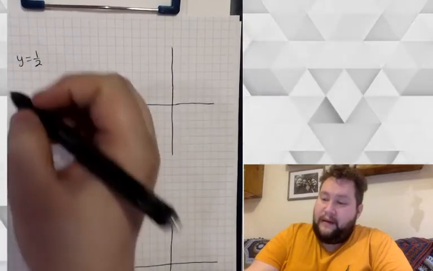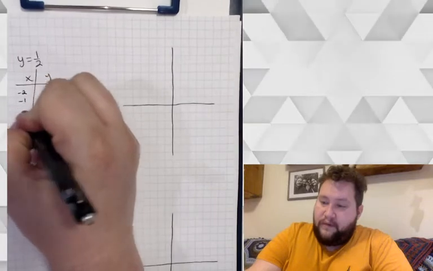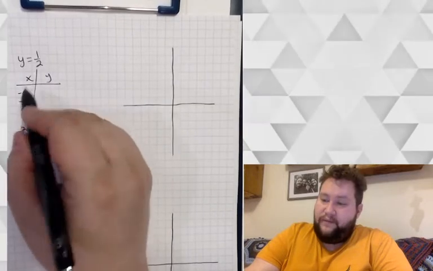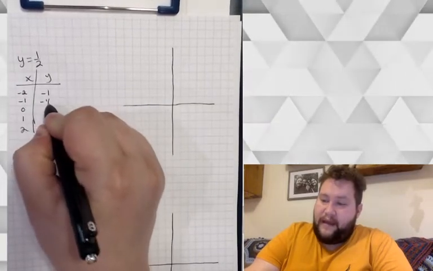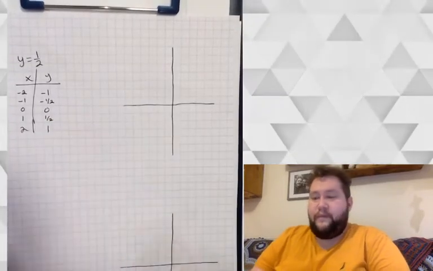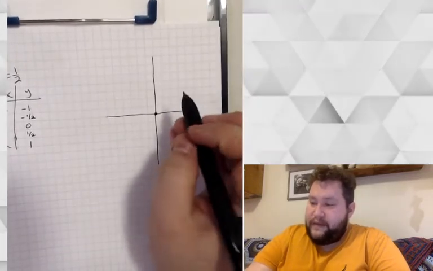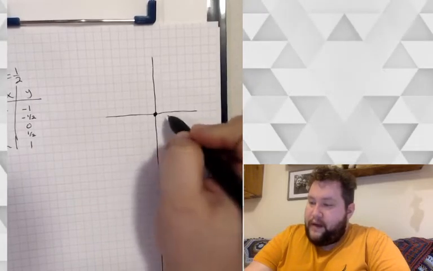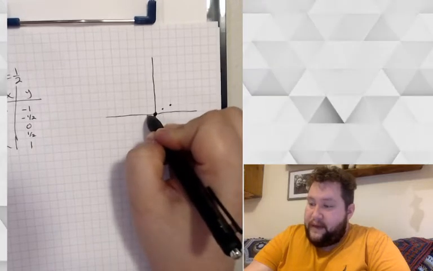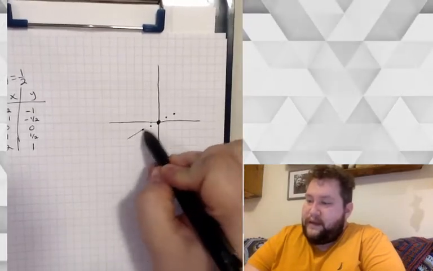Go ahead, x and y, and I'll just stick with my old trusty -2, -1, 0, 1, and 2. And we always have our value. So you can have -2, -1, half of 0, half of 1, and half of 2. And we can go ahead and plot those. Our origin, 0, 0, is a point. 1, a half. 2, 1. -1, -1/2. -2, -1. We end up with something like that.